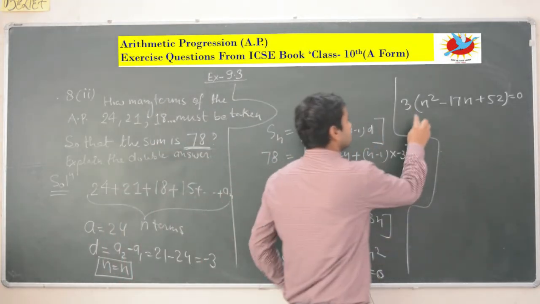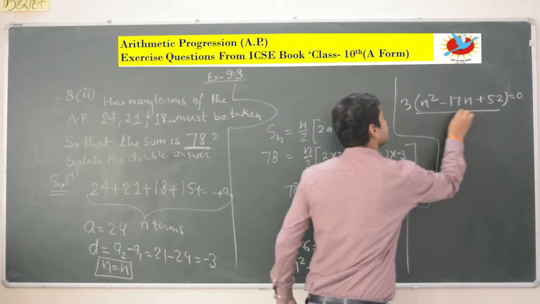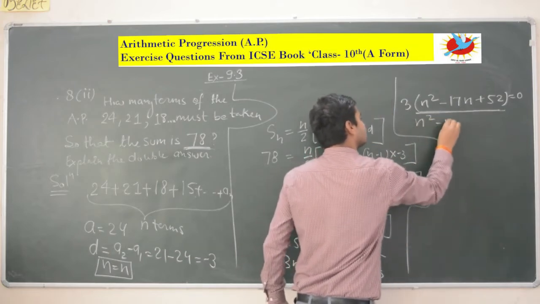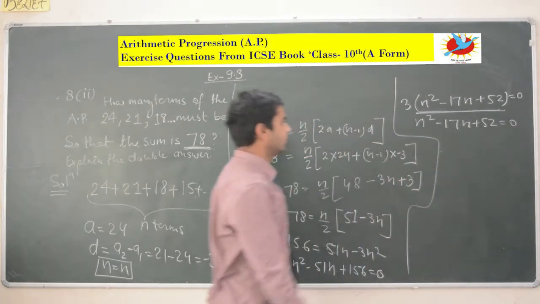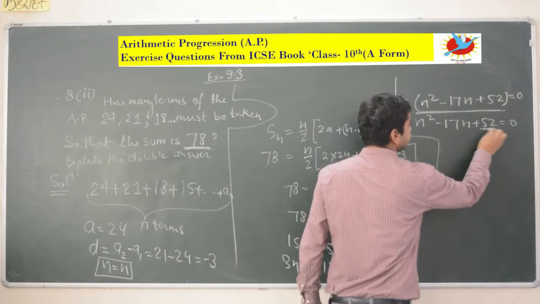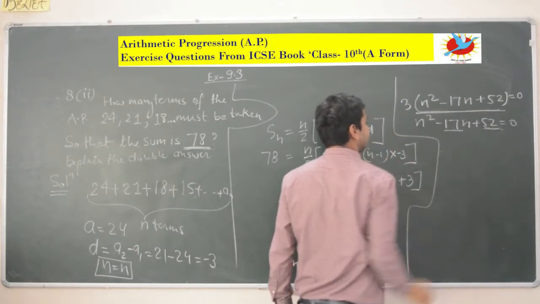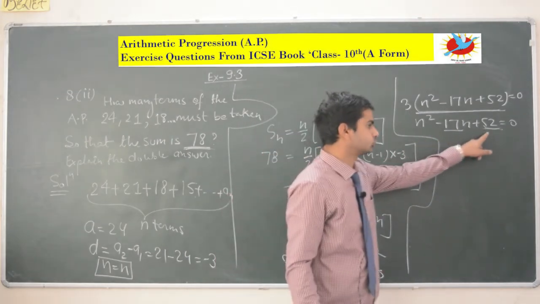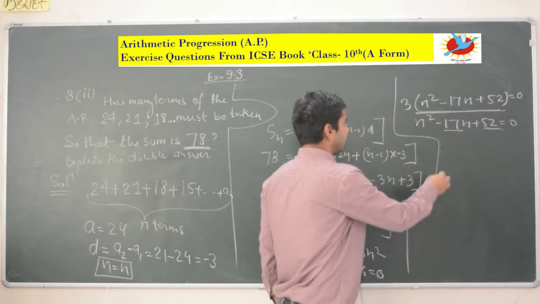Okay, next this sum of these terms will become 0, or n square minus 17n plus 52 equal to 0. Now we have to guess two numbers so that the product of those numbers is 52 and the sum of these two numbers is 17. The numbers whose product is 52 and whose sum is 17 are 13 and 4.